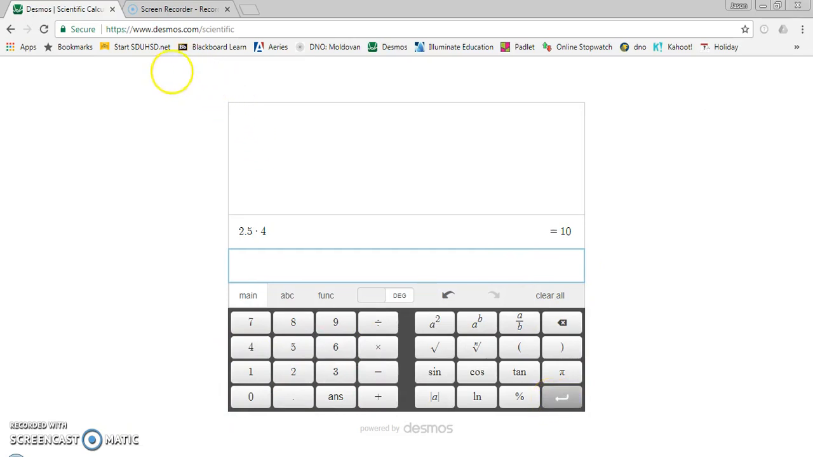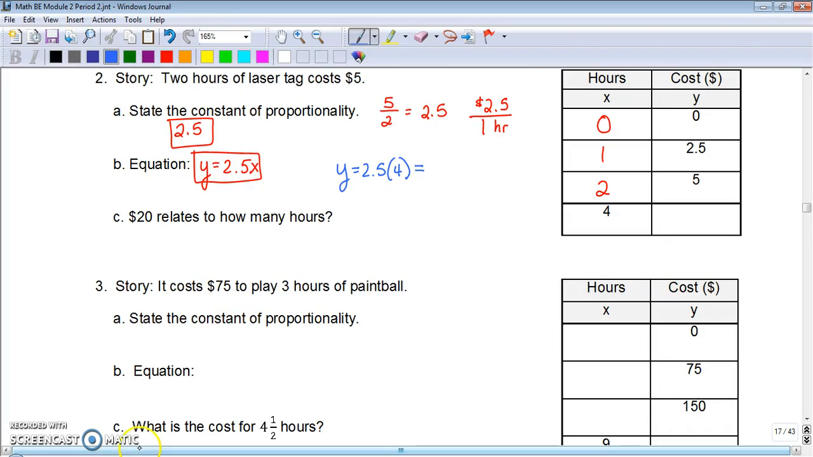Like I did last class, I would suggest going to Desmos.com and pulling up the scientific calculator so that you can expedite some of this number crunching. You may use a calculator. It should not be your phone.